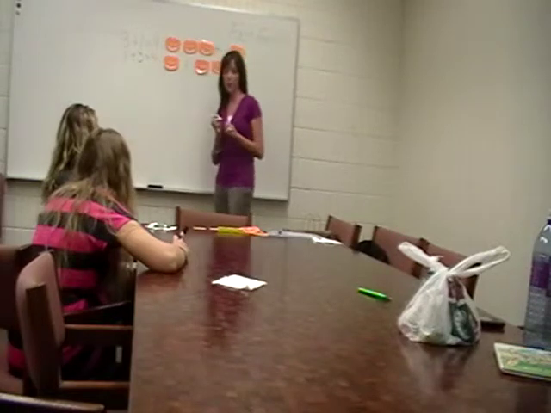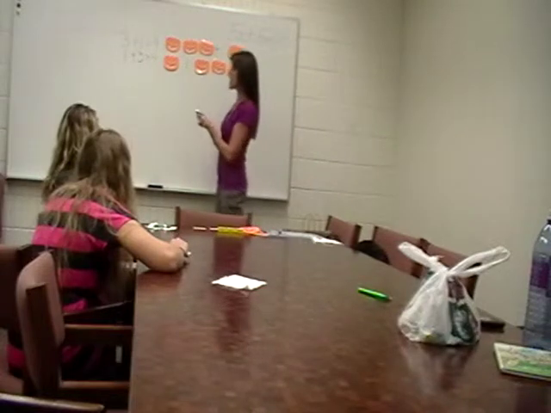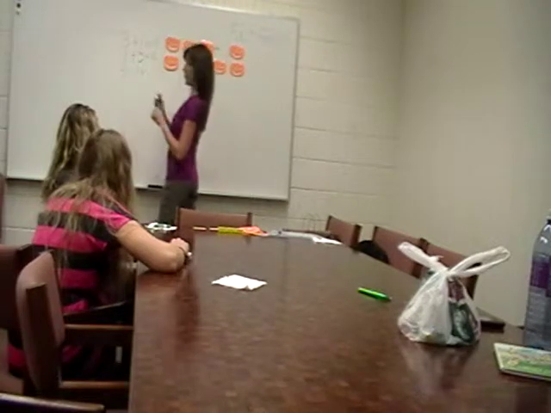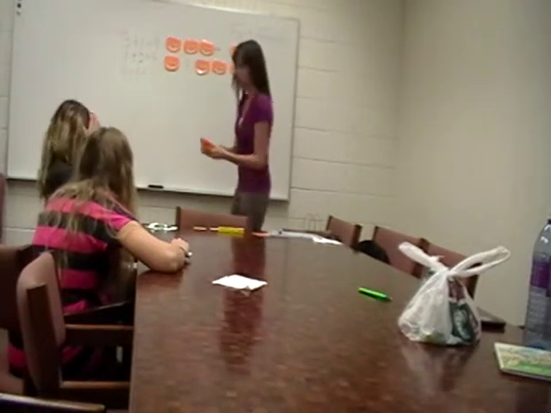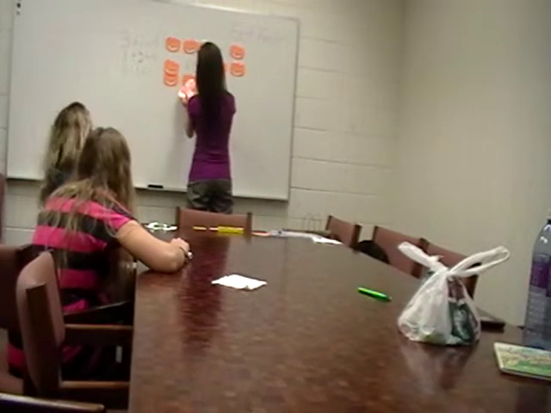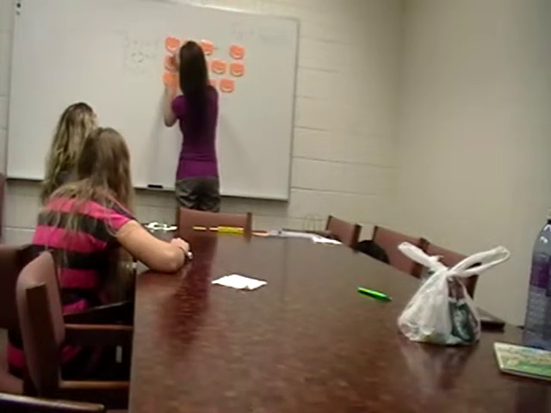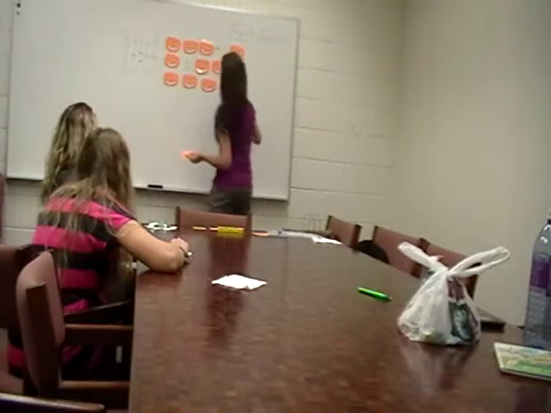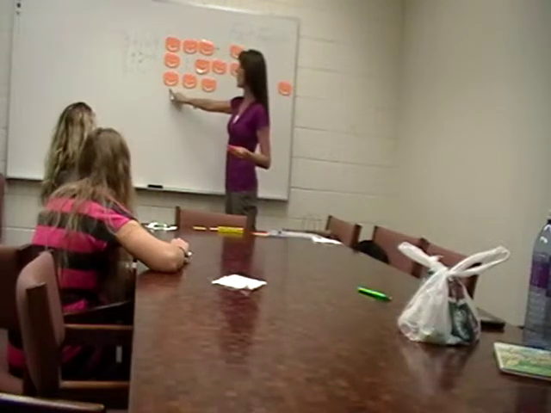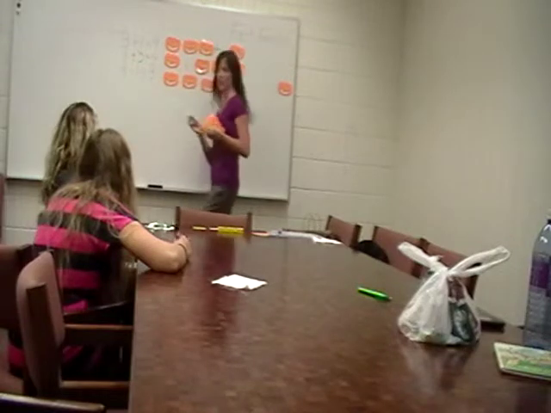Okay, now we're going to do something new that we haven't done yet, and this is going to show us how all these numbers are a fact family. Let's say that we did 4 minus 1. Okay? So let's put up 4. Okay, so 4, and let's take 1 away. How many do we have left? 1, 2, 3.